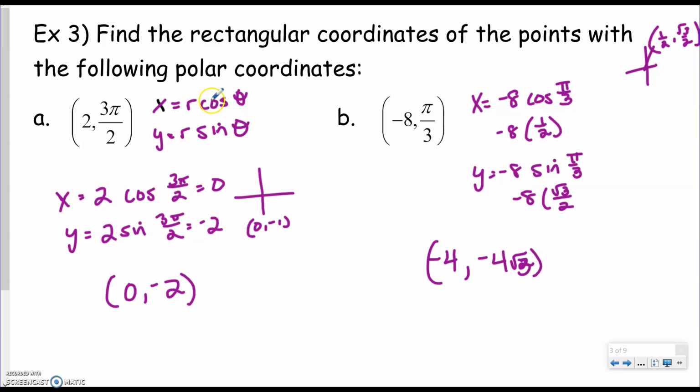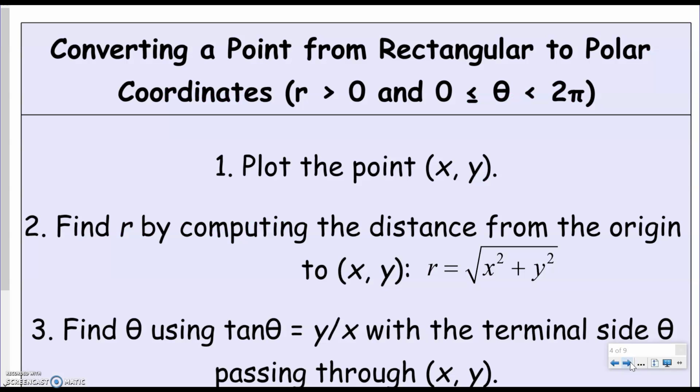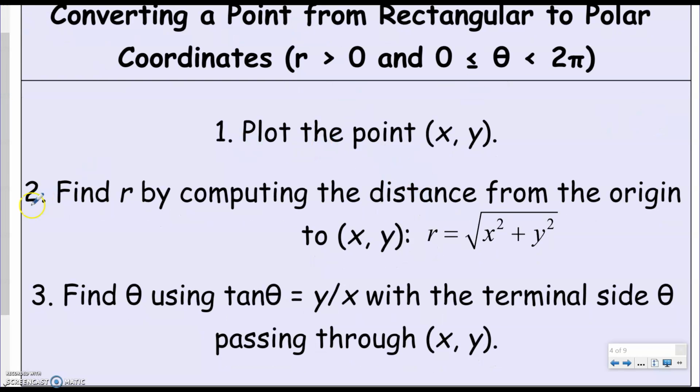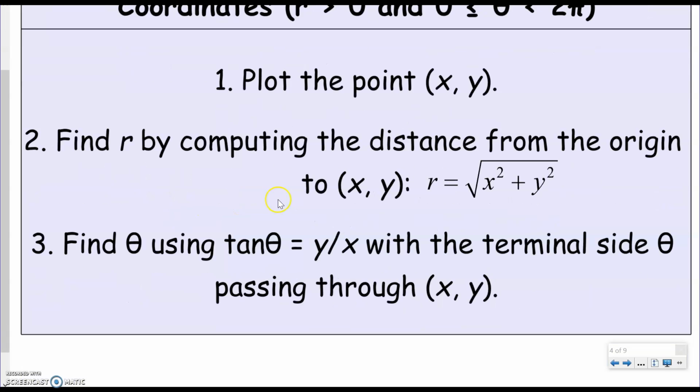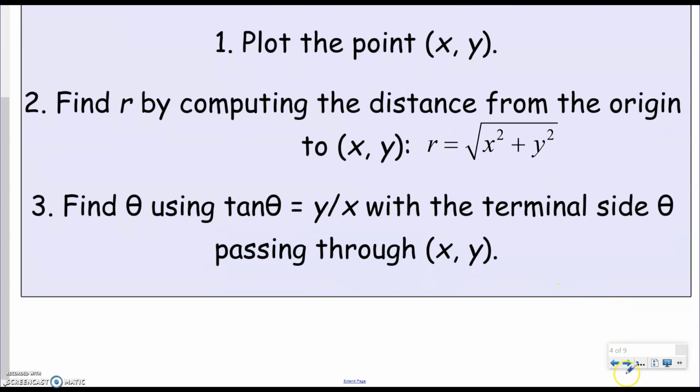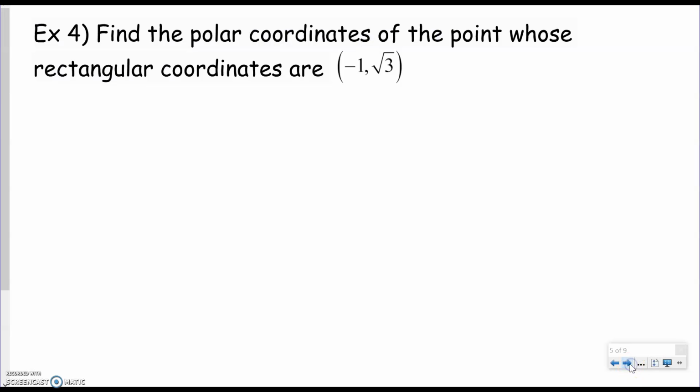You need to remember r cosine and r sine. So x is cosine, y is sine. Okay, we're going to convert points from rectangular to polar. So we're kind of going backwards. We're going to start by plotting the point. We're going to find the radius and then find theta using tangent equals y over x to find your actual angle for the point. So let's go through those steps.